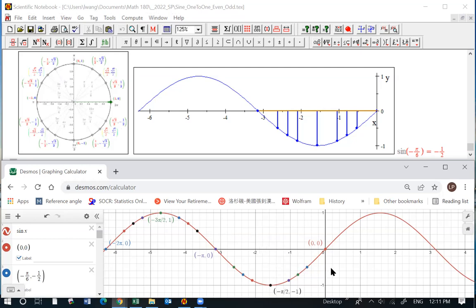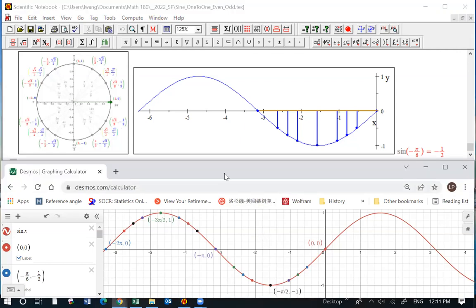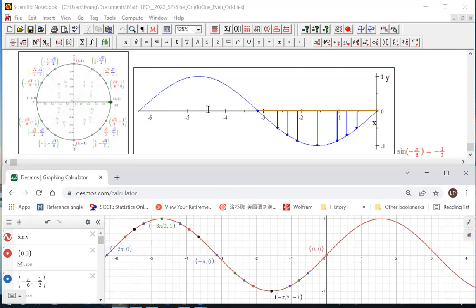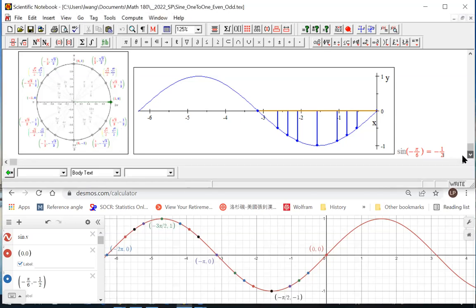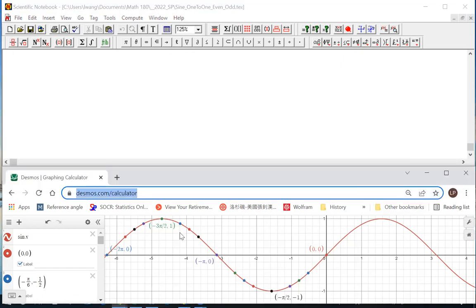So what is our narrative? Now I'm going to give you the narrative about increasing and decreasing. I'm going to put this away temporarily. No, I'm going to keep it here, because I need to use this screen. So this is what I'm going to do: I'm going to give you some examples of how to describe increasing and decreasing using the words in mathematics.